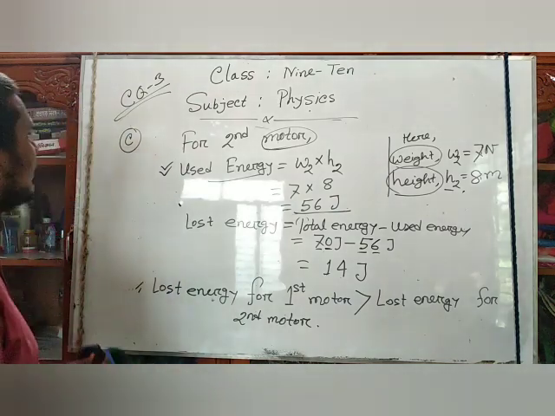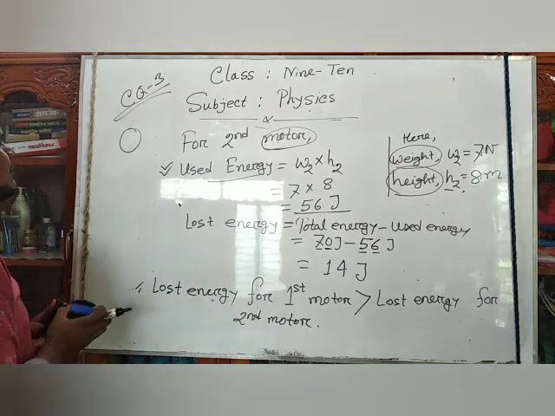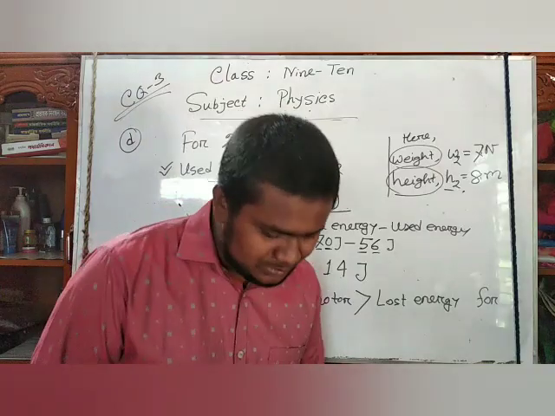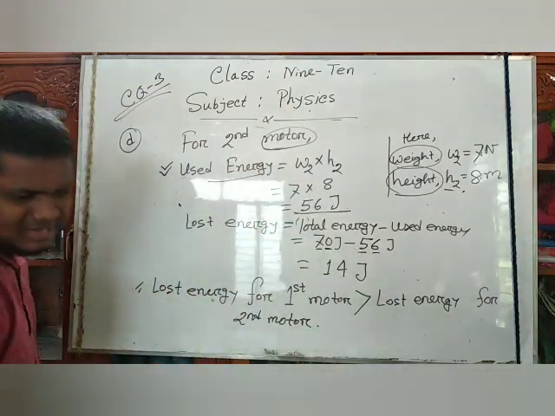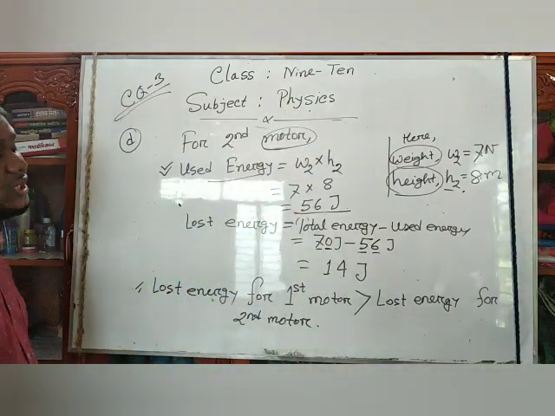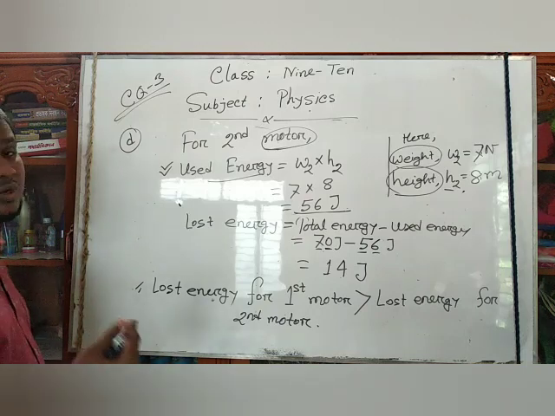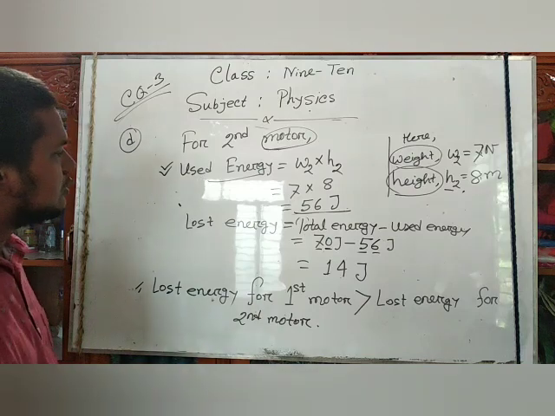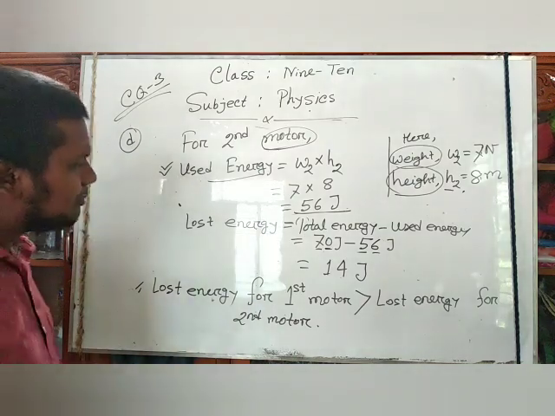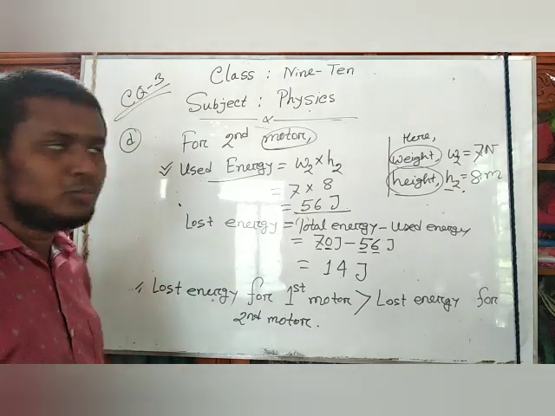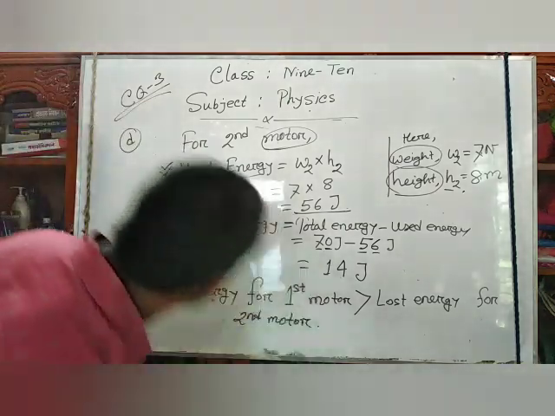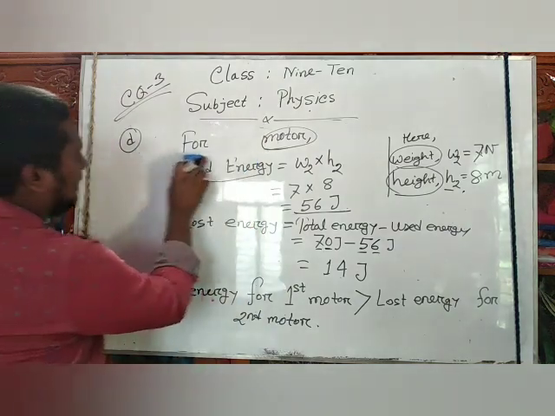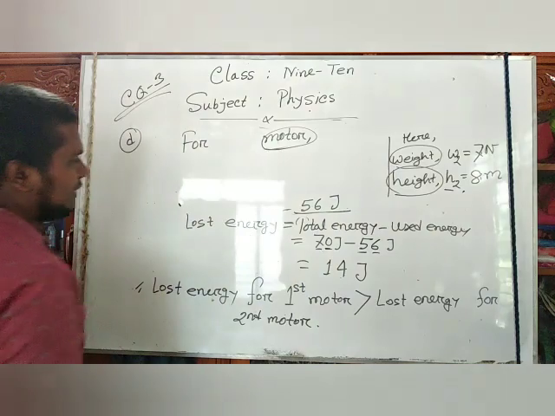Now we find out the value of D. What is the question of D? The question is, explain or analyze mathematically the efficiency. Which one is greater? So dear students, we must calculate the efficiency for two motors. So we calculate the efficiency for the first motor, then we get the result.